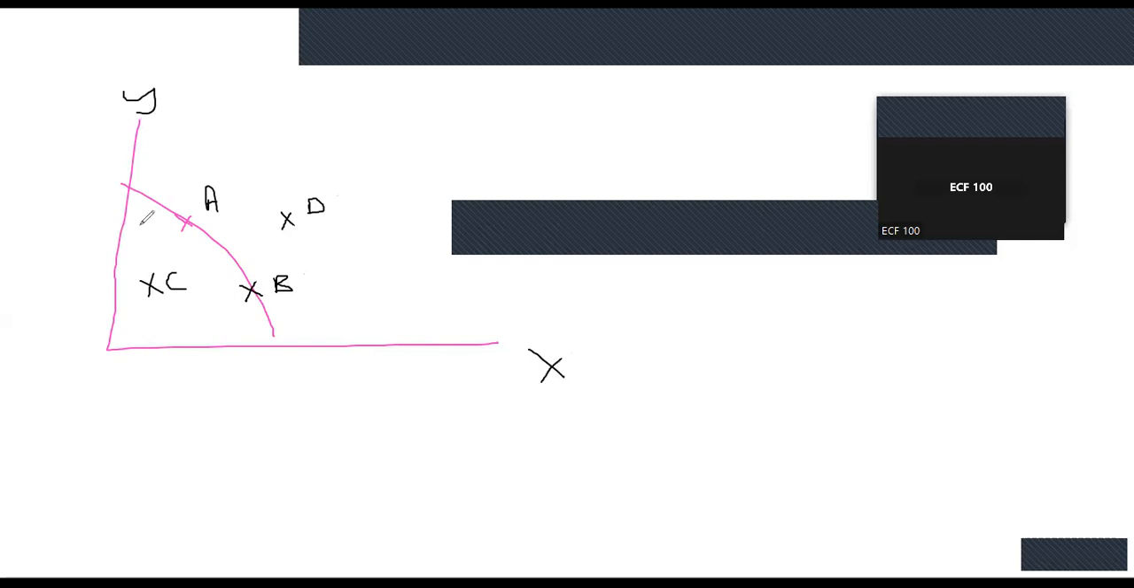For us to move from point A to point B, for instance, this is 4 and this is 3. We need to lose 1 unit of good Y and gain 3 units of good X. So we call this a trade-off or opportunity cost. By losing 1 unit of good Y, we're getting 3 units of good X.